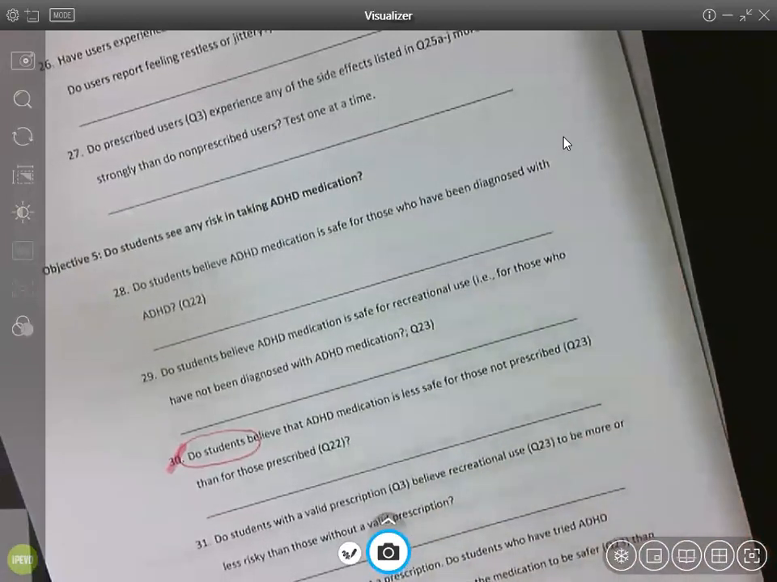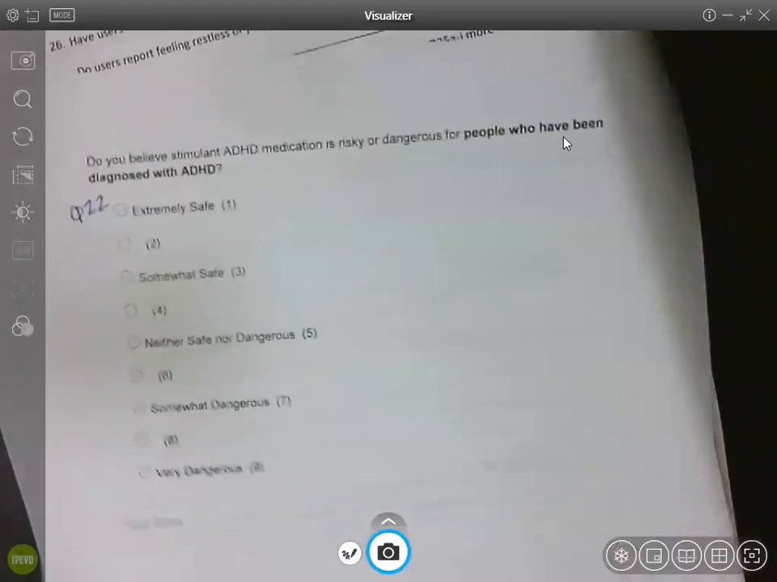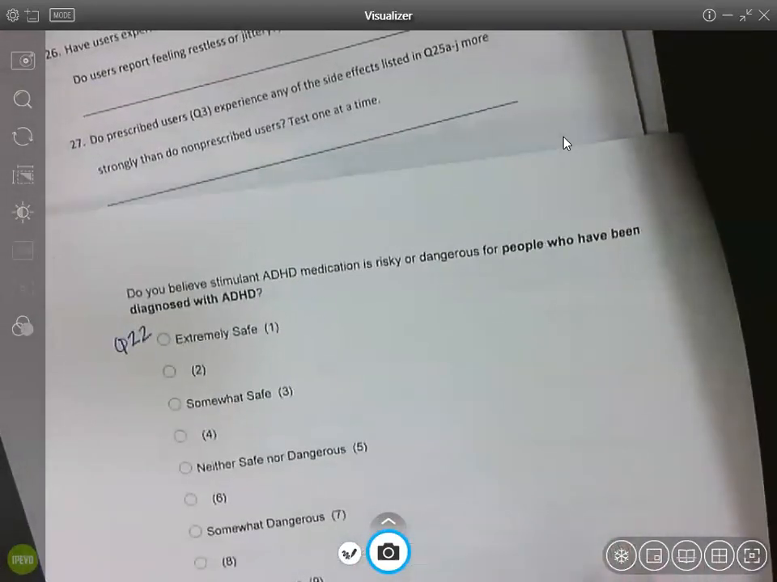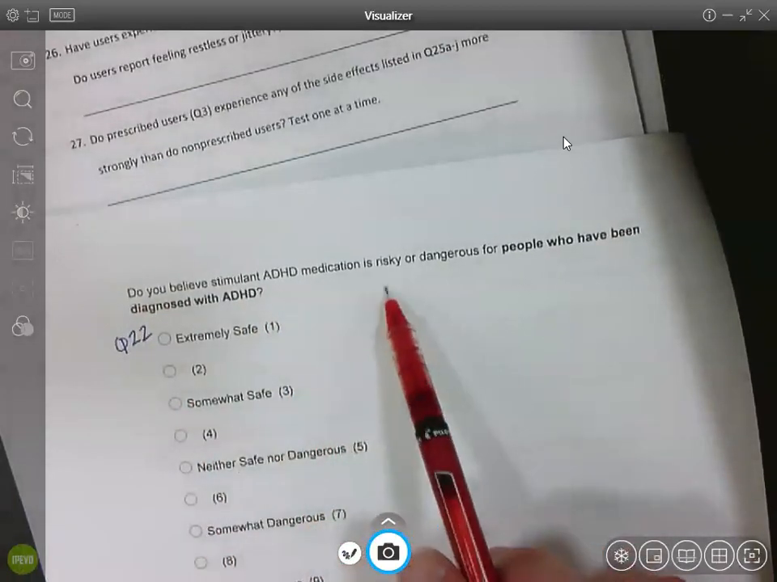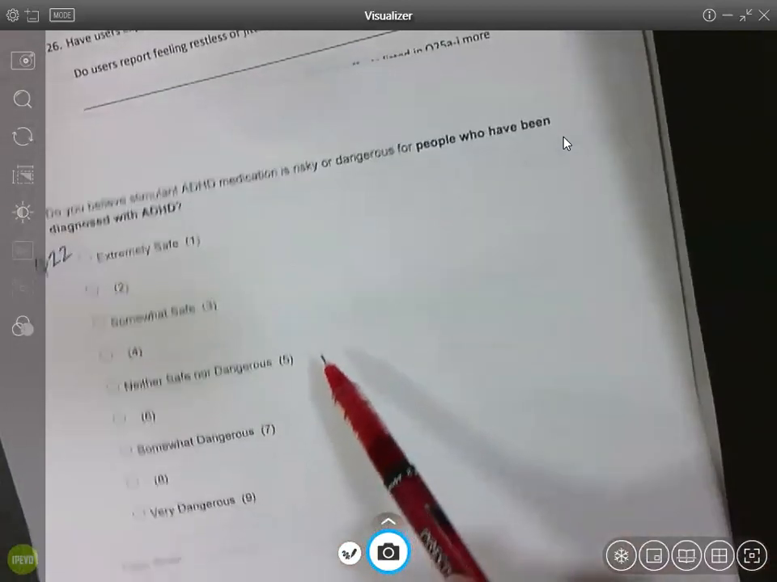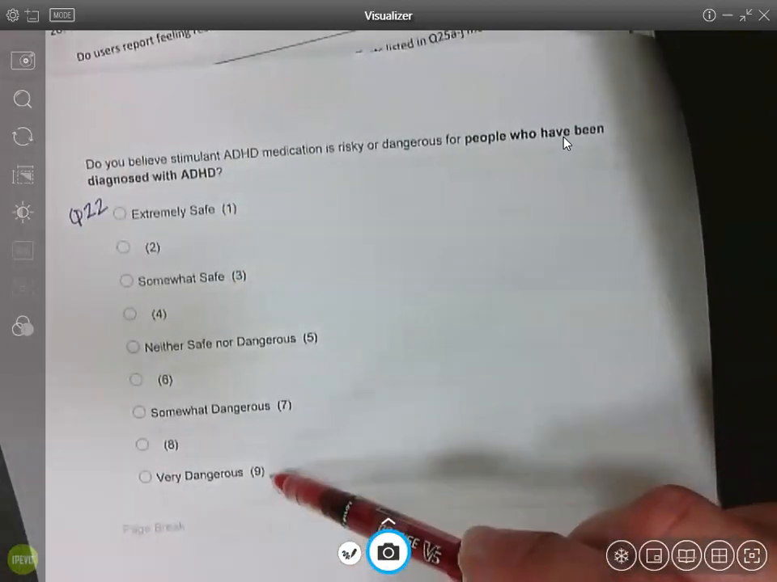This is one place where I think it's super important to have the survey open while you're doing this, because maybe you look at this and you say, I have no idea what I'm supposed to do here. This is really confusing. It might make more sense if you look at the actual survey questions. So here are the survey questions, identified here at the end as Q23 and Q22. Question 22: do you believe stimulant medication is risky or dangerous for people who have been diagnosed? And they answer from extremely safe to very dangerous.